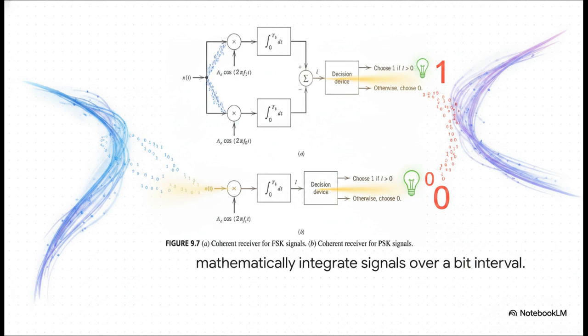It spits out a single value. Then, a decision device just looks at that value and says, hey, is this greater than 0? If yes, it's a 1. If not, it's a 0. It's elegant, and it works brilliantly.